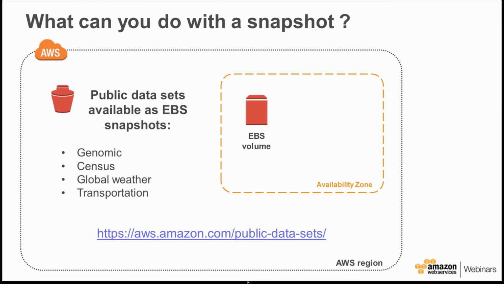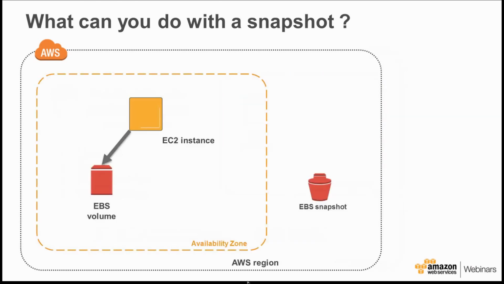You also can share your snapshots. You can share your snapshots with specific AWS accounts or publicly. You can also use snapshots to create Amazon machine images, an AMI or AMI. An Amazon machine image provides the information required for you to launch your instance.